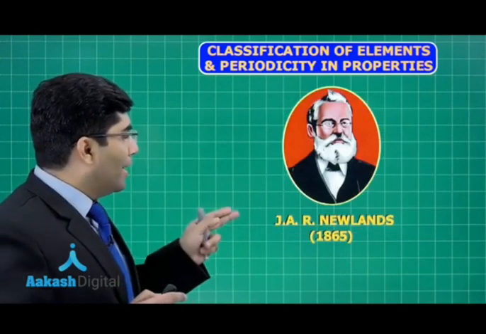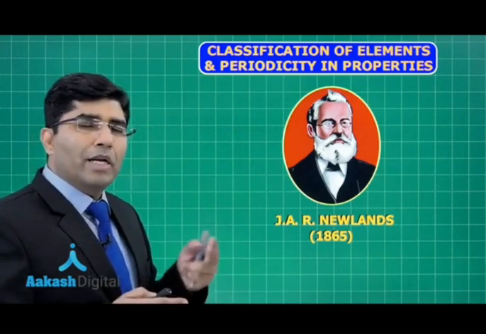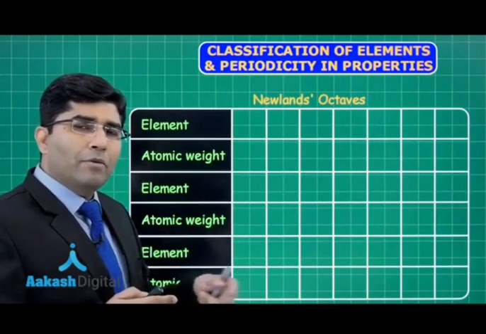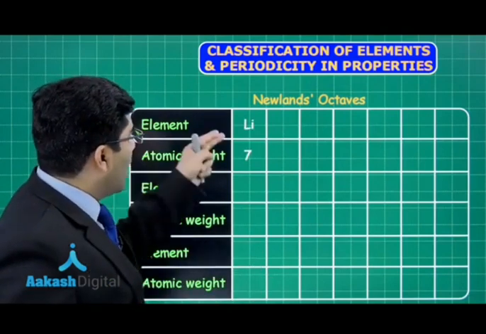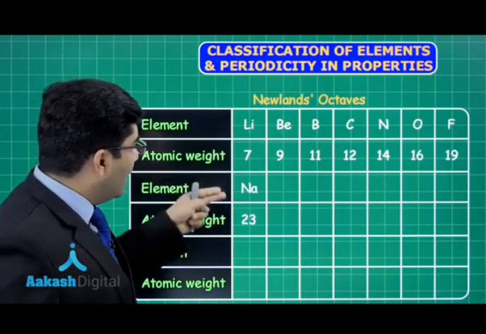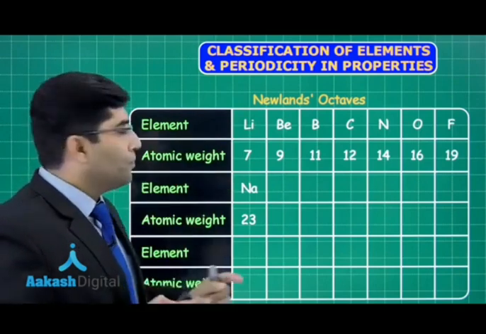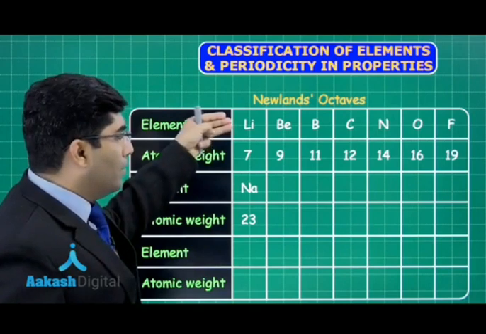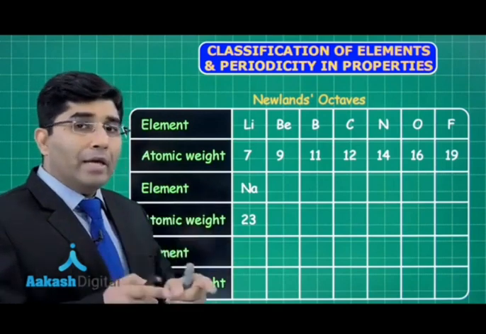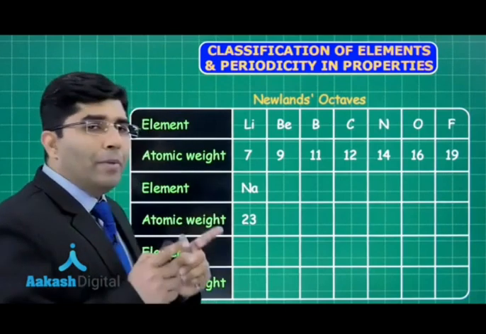Then Newlands came. Newlands classified the elements on the basis of musical notes. Now if we talk about Hindi, we know that there are 7 musical notes like sa, re, ga, ma, pa, dha, ni, and again sa. So sa and sa are the same. He said that if this is sa, that is lithium, and this is sa, that is sodium, the chemical properties of lithium and sodium will be similar.